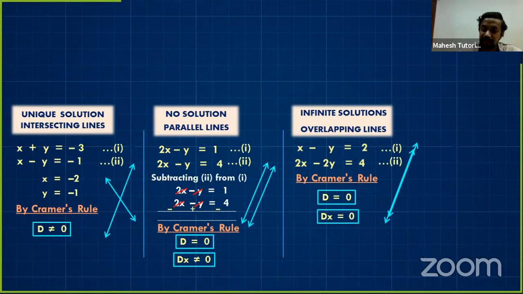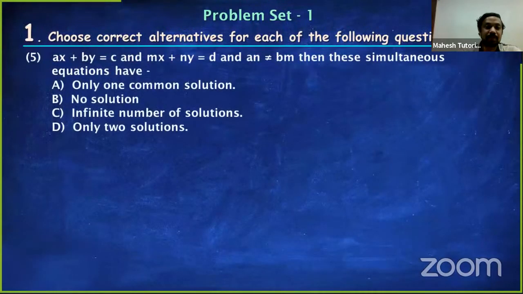Now let us proceed towards the last MCQ, which is based on this concept. The question says, ax plus by is equal to c, and mx plus ny is equal to d, and an is not equal to bn. Then these simultaneous equations have: the options are only one common solution, no solution, infinite number of solutions, only two solutions. Only one solution means unique solution, no solution, infinite solution. So it is clear that this MCQ is based on the concept that we have just learned.